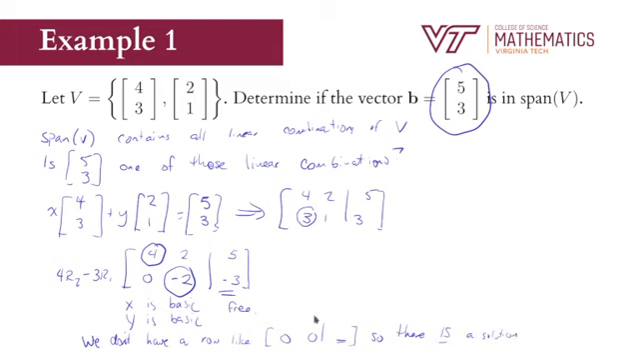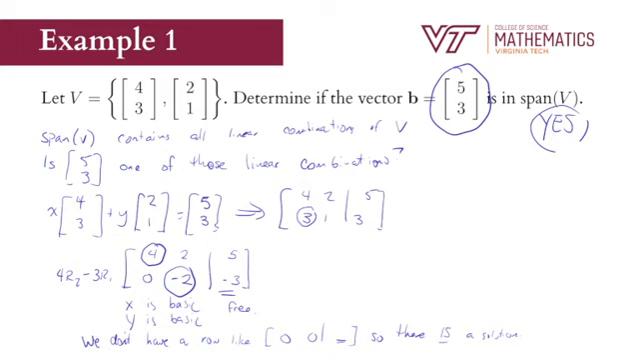I haven't taken the time to find it. I don't know what the solution is yet, but I know that there is a solution, and that's all I need to know to answer this question. Yes, this vector is in the span. I can reach this vector with a linear combination of the vectors, and if I took the time to finish solving this, I would know what that linear combination is, but I already know that, yes, it's possible.